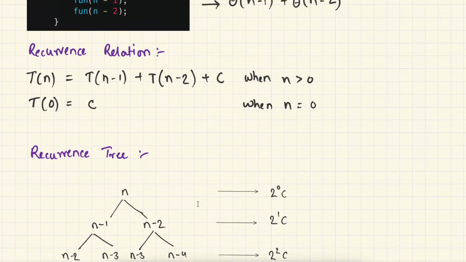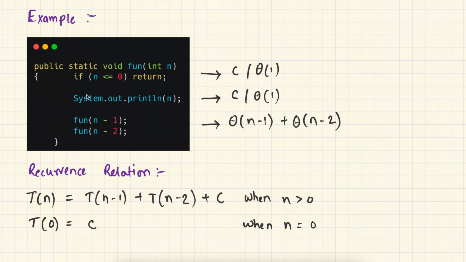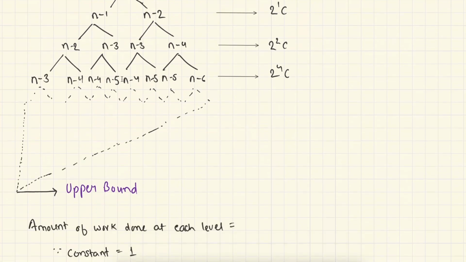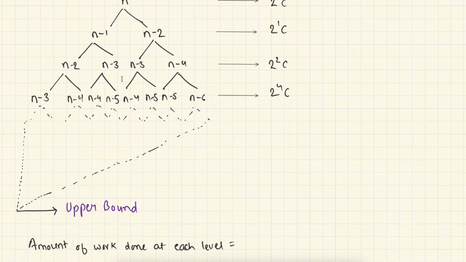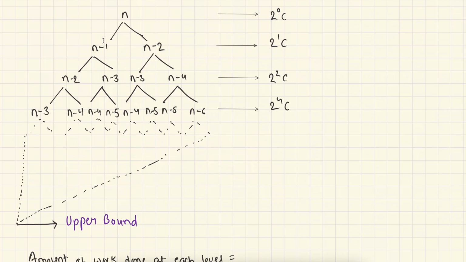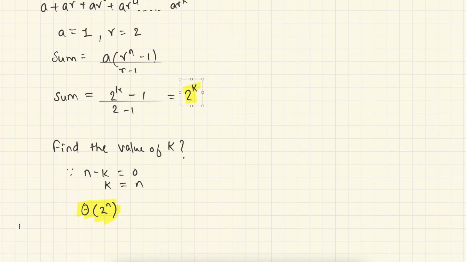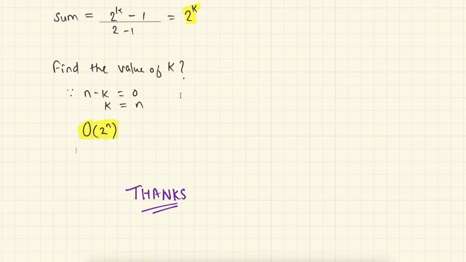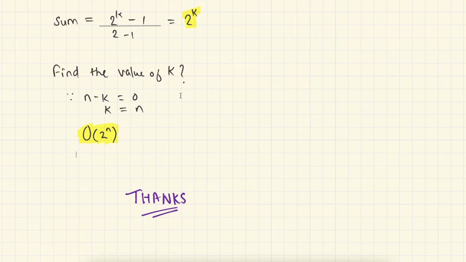So if we look at our example, we see that when the value of n becomes 0, we are just returning. And what is the last leaf of this tree? See, we are reducing n by 1. The last leaf of this tree is going to be n minus k, right? So we can write n minus k is equal to 0, and we get the value of k as n. And after substituting the value of k in this expression, we get 2 to the power n. So as we talk about the upper bound of this recursive function, we can say that the upper bound of this function is going to be big O of 2 to the power n.